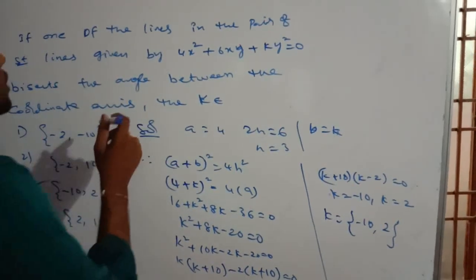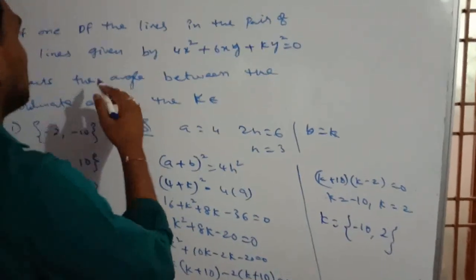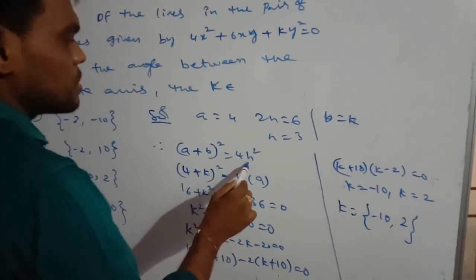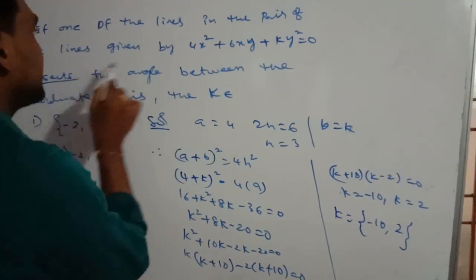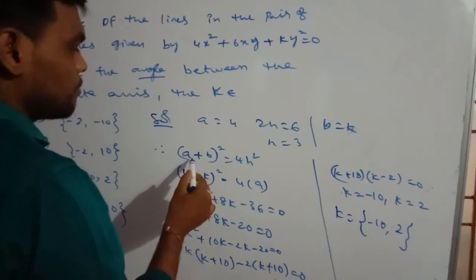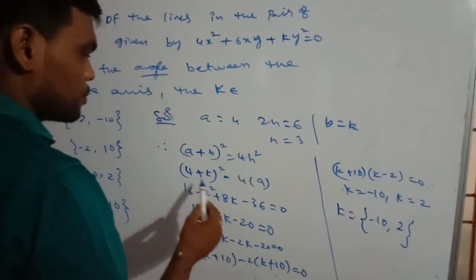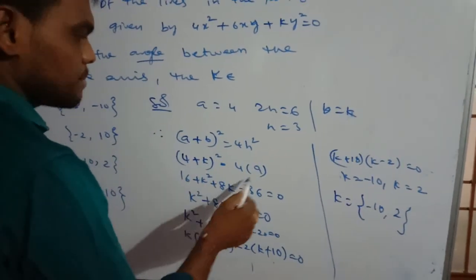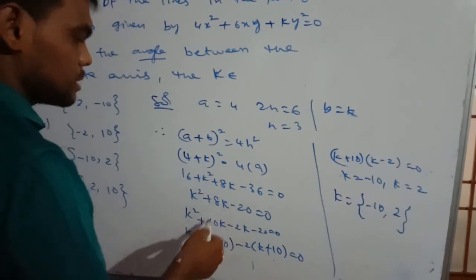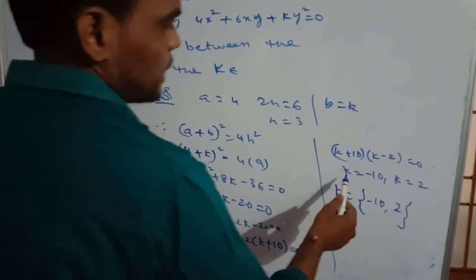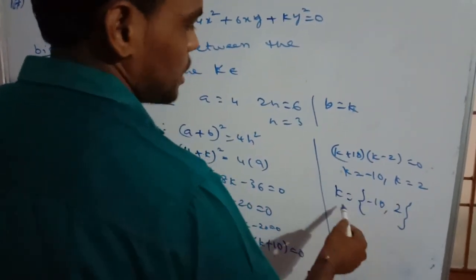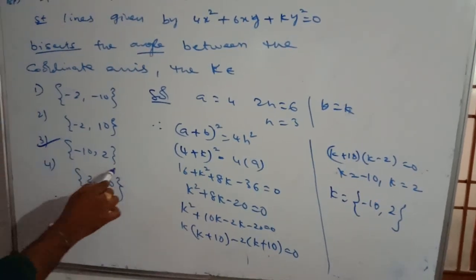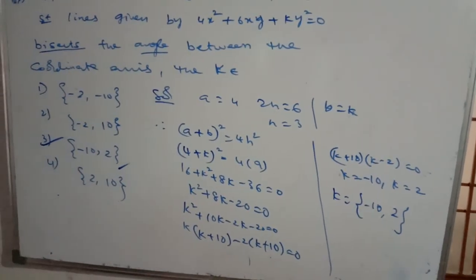Now once again I repeat the problem and the formula: a plus b whole square is equal to 4h square. That means the bisect angle formula. Now here a is 4 and b is k, and expanding a plus b whole square, 4h square is 36. Now factorizing the values, k is equal to minus 10 and k is equal to 2, and this is the set of values minus 10 comma 2. Now see the options. Now the third option is correct. So here minus 10 comma 2.